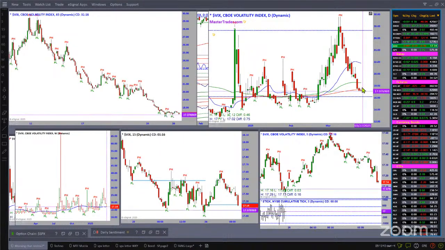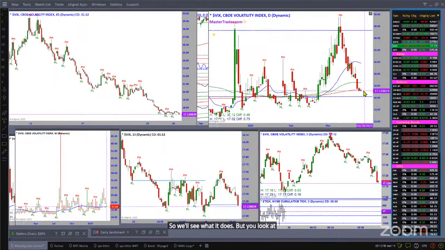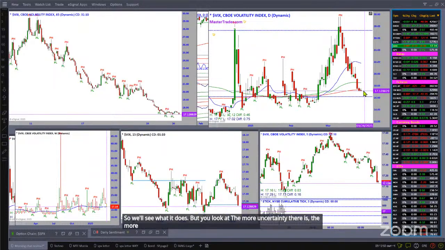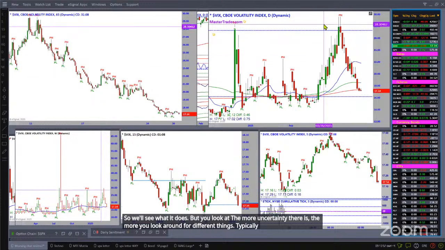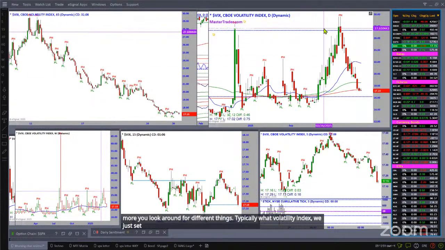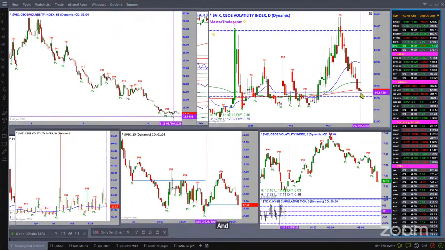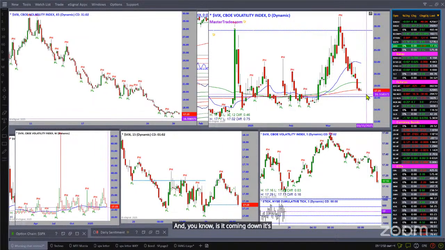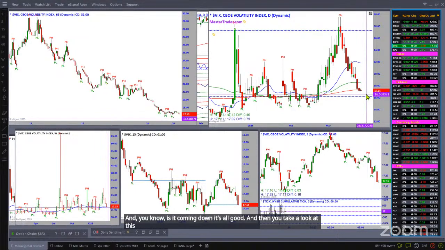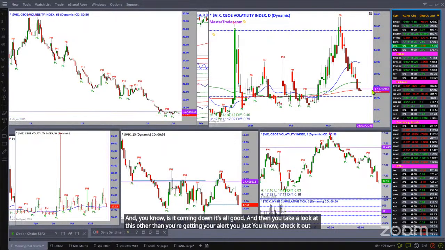So we'll see what it does. But just, you look at the more uncertainty there is, the more you look around for different things. And typically with volatility index, we just set alerts up near prior highs. And, is it coming down? It's all good. And then you take a look at this, other than you getting your alert, you just check it out every other day or once a week and just see where it is.